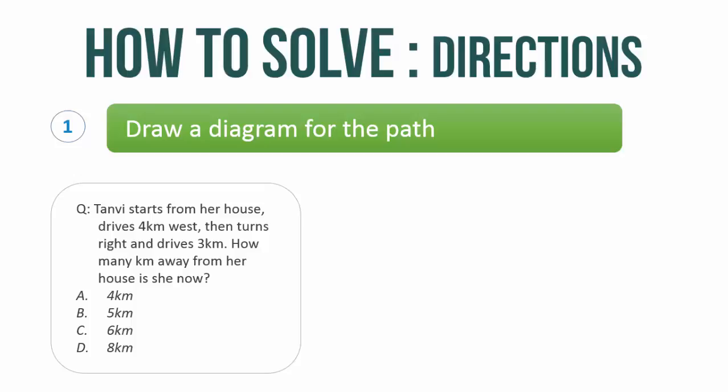Step 1, remember, is to draw a diagram for the path. She starts at her house, drives 4 kilometers west, turns right and drives 3 kilometers. And that is the end of her trip. You have to find the total distance covered from start to finish.